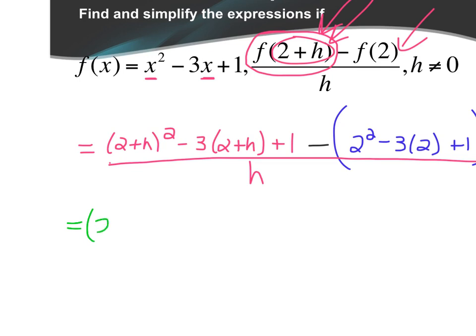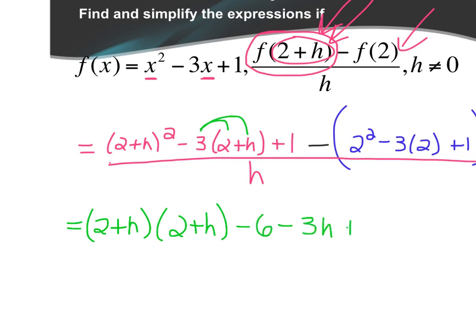(2 plus h) squared just means 2 plus h times 2 plus h, right? Then I'm going to distribute a negative 3. Do you guys see that? So I have minus 6 minus 3h plus 1. We good? I'm going to treat this like two different things. I'm going to keep this all together. Then I have a minus sign.